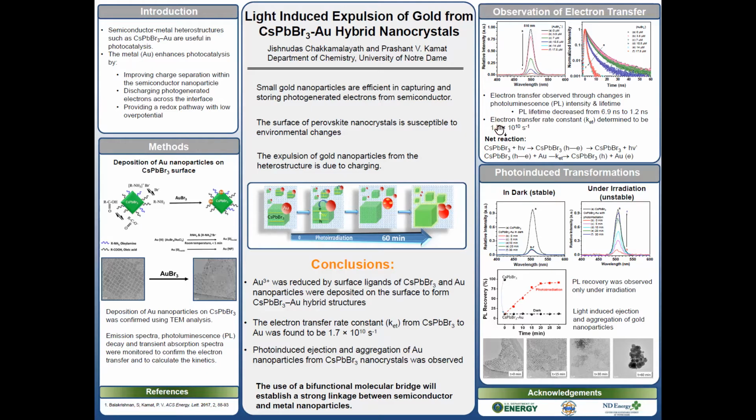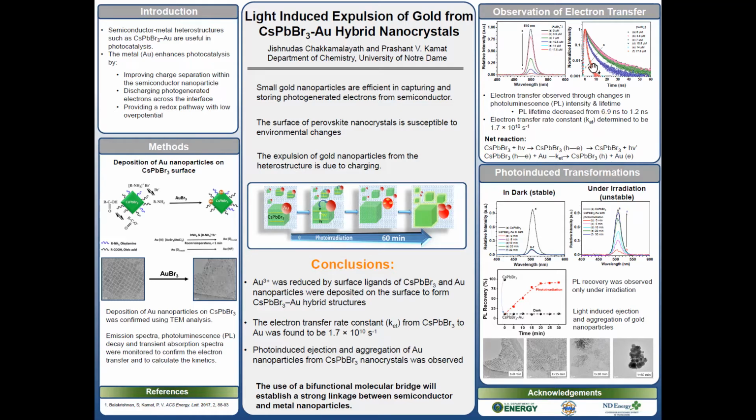Whatever we have talked about till now has been shown in this net reaction, where the perovskite under radiation forms the electron-hole pair, and the electron is transferred to the metal. So we elucidated and quantified the electron transfer processes. But the application of the cesium lead bromide metal in photocatalysis is yet to be explored fully.